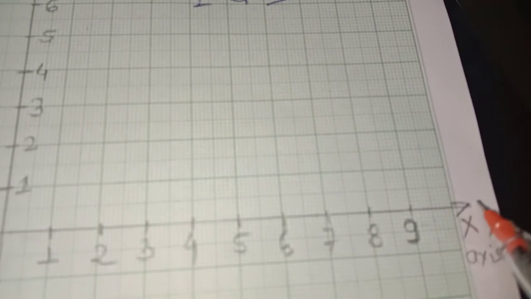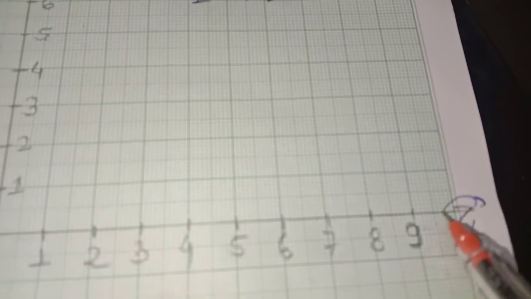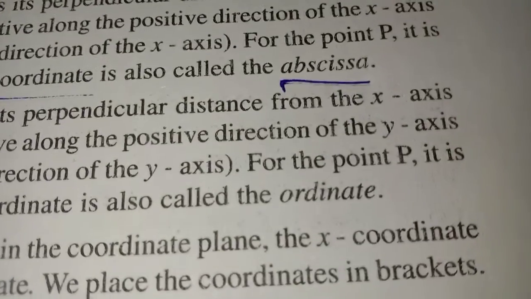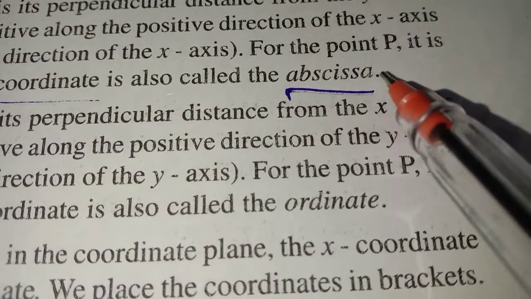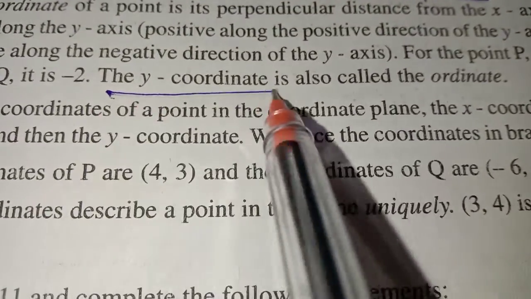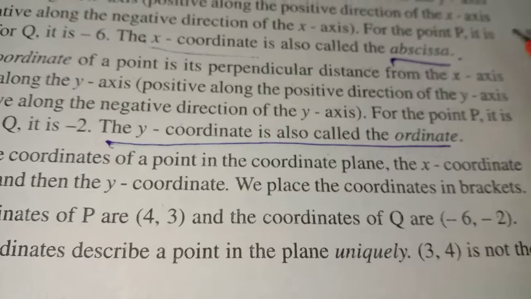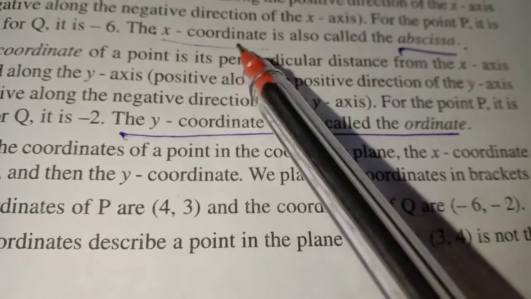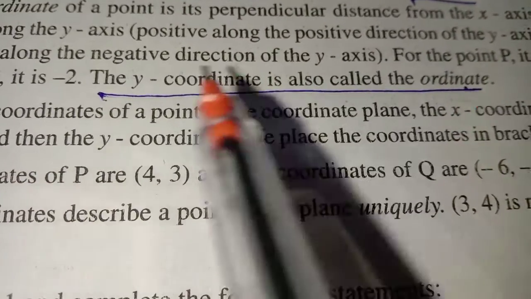And a new term is coming. What you've done in your previous classes doesn't matter. But what is the x coordinate also called? So you can refer to page number 57. It is given here. You can see the x coordinate is also called the abscissa. You can see the spelling here, A-B-S-C-I-S-S-A. And the y coordinate is also called the ordinate. So abscissa is referred to for the x coordinate, and ordinate is referred to for the y coordinate.